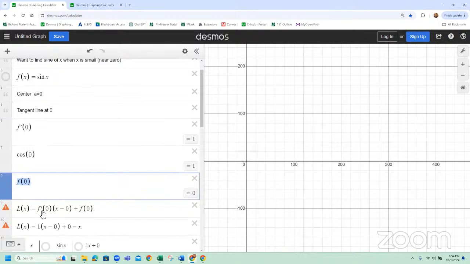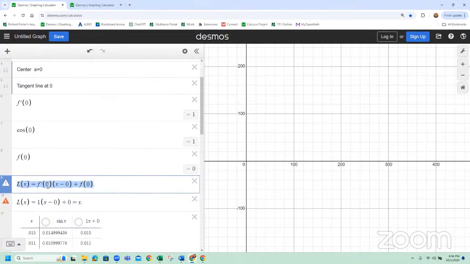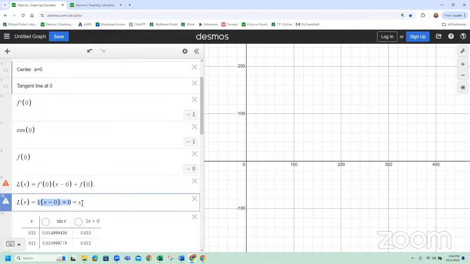So when you do your local linear thing, you're doing a linear approximation for the sine of x when x is close to 0. Okay, the derivative is 1, so replace that with a 1. The function is 0, so replace that with a 0. So this whole thing just becomes y equals x.